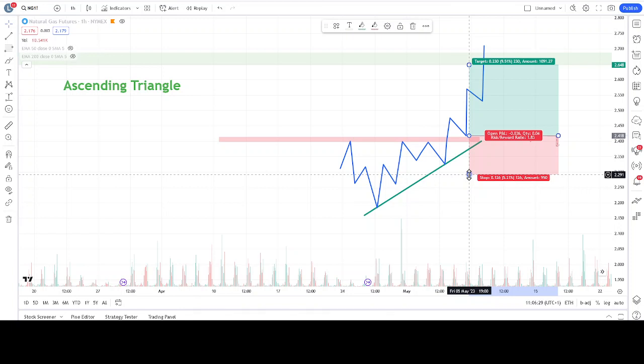Now there are different things you can look at when the pattern negates, how do you confirm the pattern negates, but I will be covering that in the coming videos. Let's focus on the ascending triangle at the moment here.